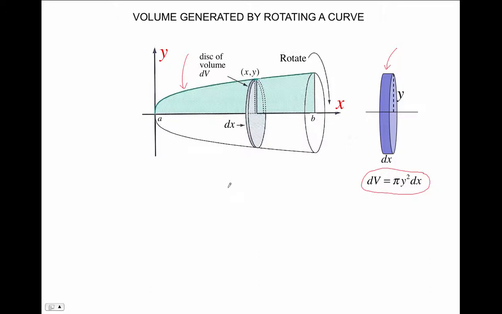If we want the total volume that is generated by rotating this curve, then it is simply the integral, which is pi integral y squared dx. And of course, the limits will go from where we start to where we finish, a to b. This is the formula that will help us get the volumes of different solids.